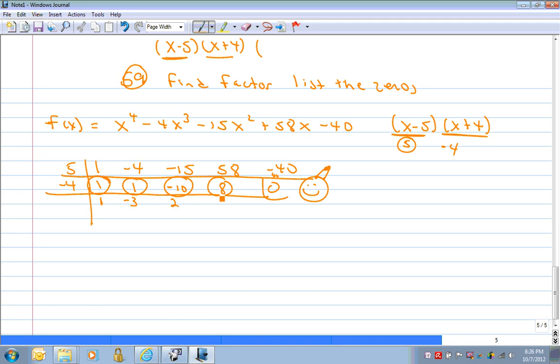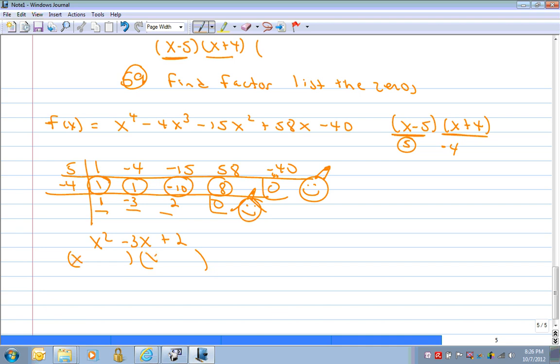2 times negative 4 is negative 8. Negative 8 and positive 8 is 0. So in fact, party guy has a party girl. All right, we're excited. Now, we have reduced this down to a quadratic. So this would be 1x squared minus 3x plus 2. I believe we can finish solving by factoring. You really have to know what you're doing on these problems so that you don't waste time. Otherwise, your test will run too long.